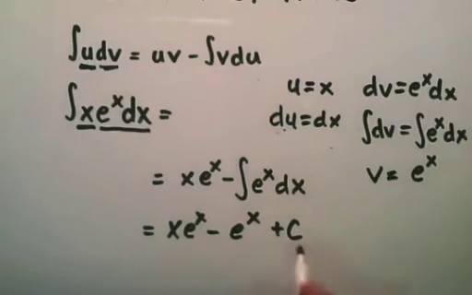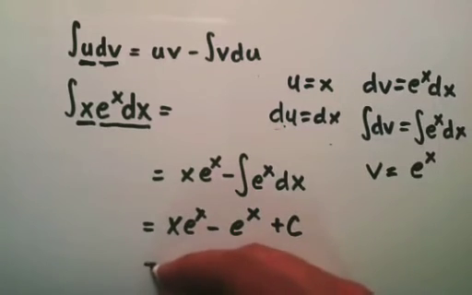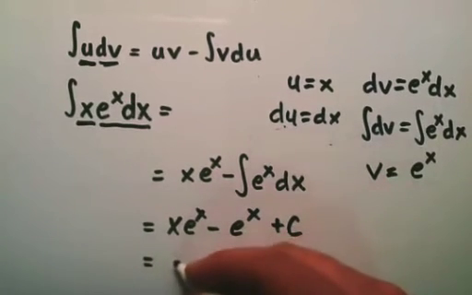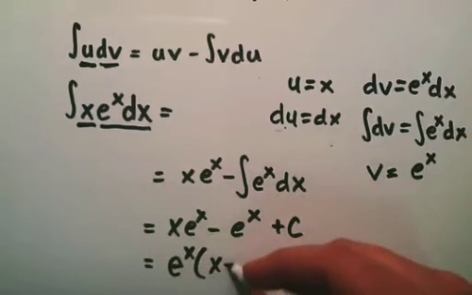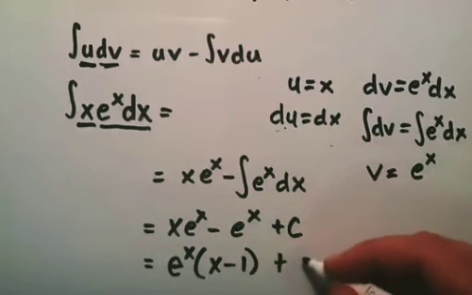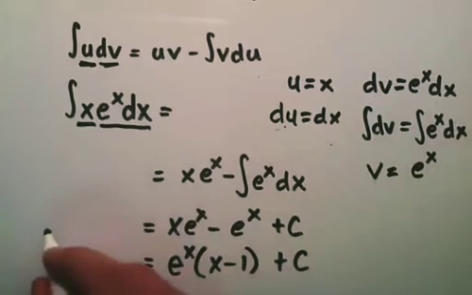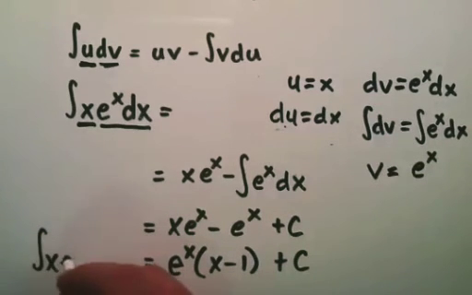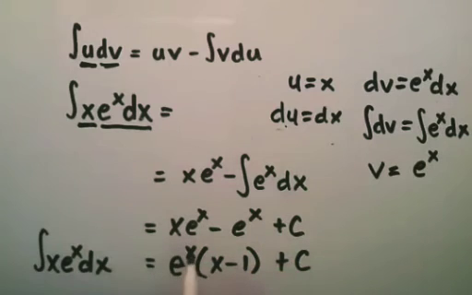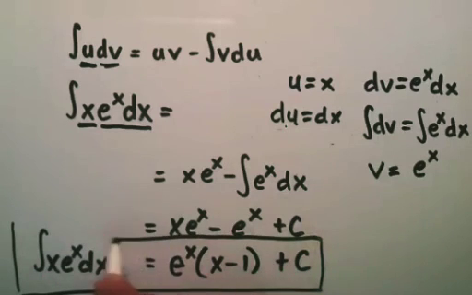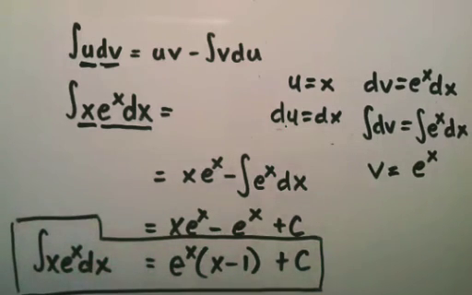So this is our answer now, and we can simplify this a little bit. We can factor out an e to the x out of these first two terms, so this becomes e to the x times x minus 1, plus some constant. So we solved the integral of x e to the x with respect to x, and it turns out that it's equal to e to the x multiplied by the quantity x minus 1 plus some constant. This is the solution, and we got that by using integration by parts. So I hope this example helped you understand how to use integration by parts.